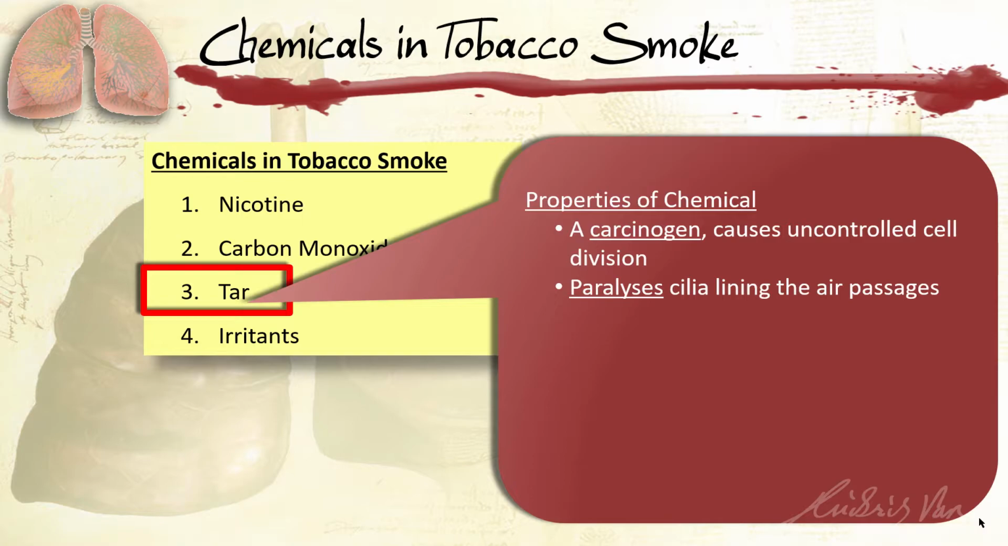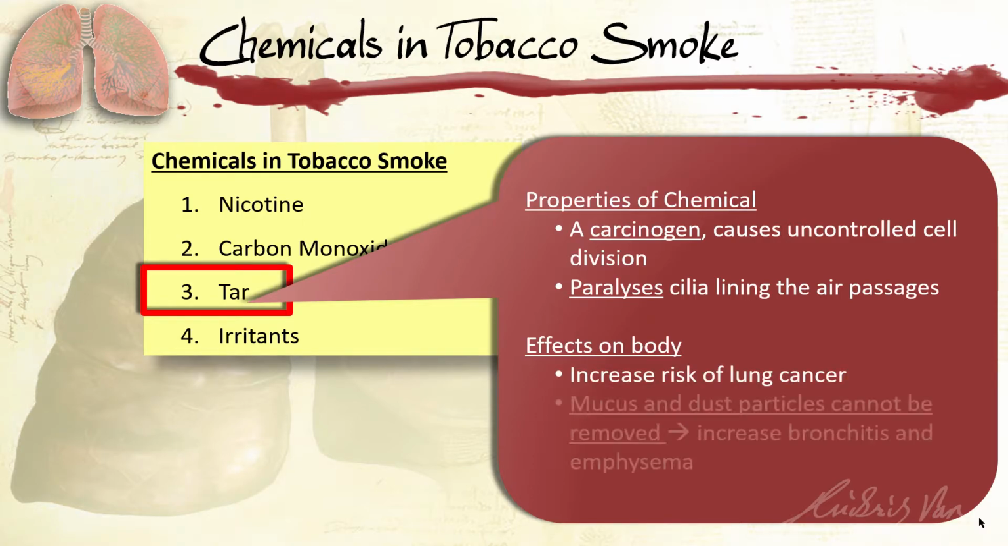Tar also paralyzes the ciliary lining in our passageway, and the effect is it increases the risk of lung cancer. And as our ciliary lining is paralyzed, it is unable to remove the mucus and dust, hence increasing the risk of bronchitis as well as emphysema, both of which we will cover in the later part of this video.